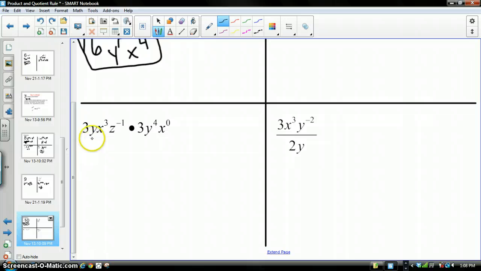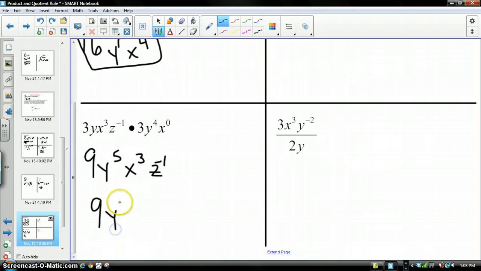Here we have coefficients of 3, so we want to multiply 3 times 3, which becomes 9. And our y's, we have y to the 1st and y to the 4th, so 1 plus 4 is 5. We have x to the 3rd and x to the 0, so 3 plus 0 is 3. And z to the negative 1. Remember, we don't like negative exponents, so we need to rewrite this without any negative exponents. We get 9y to the 5th, x to the 3rd, all over z.